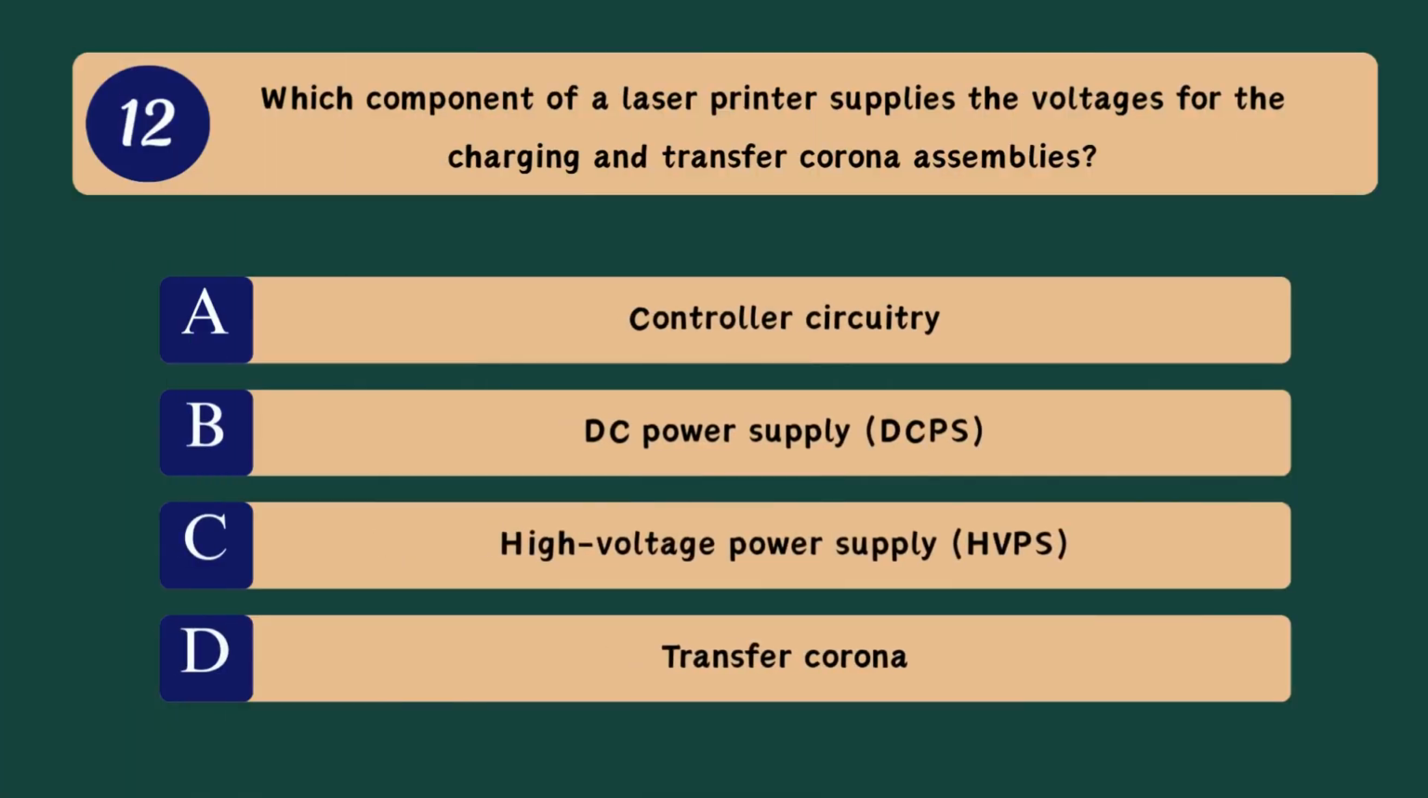Question 12. Which component of a laser printer supplies the voltages for the charging and transfer corona assemblies? A. Controller circuitry. B. DC power supply. C. High voltage power supply. D. Transfer corona. Correct answer. C. High voltage power supply.